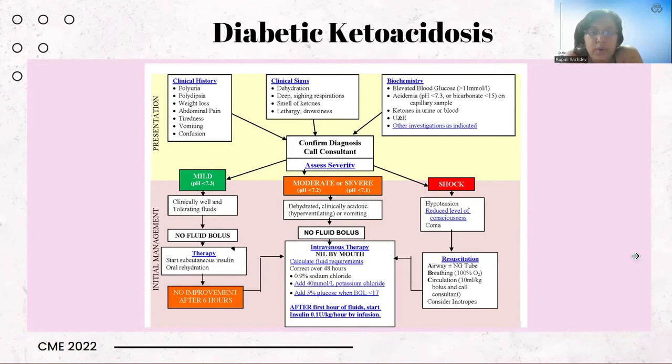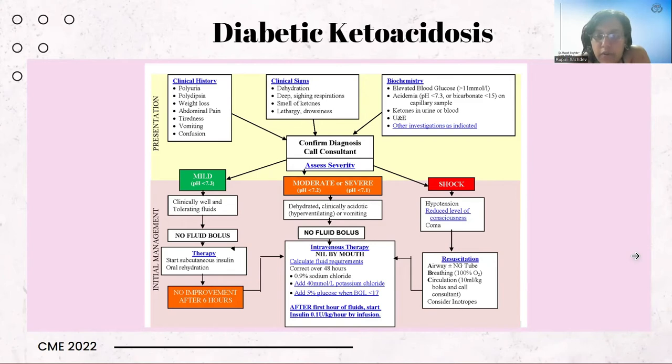If these children do not improve after 6 hours, you move on to the moderate category of classification, where you will give IV therapy and keep the patient NPO. You have to calculate their fluid requirement and you have to correct the dehydration over 48 hours using NS. Your best fluid for rehydration in DKA is hands down 0.9% sodium chloride. That is your NS. It is easily available, ubiquitous, and it works like a charm.